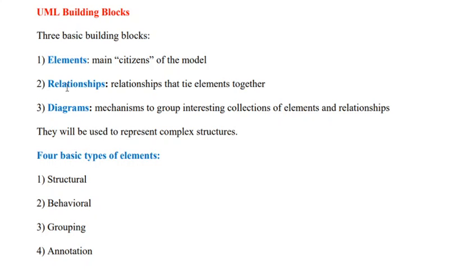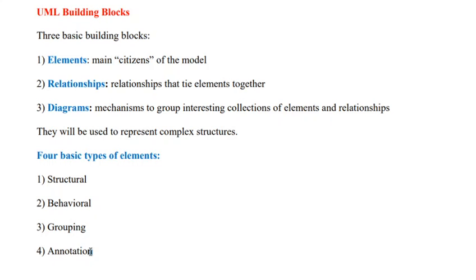These are elements, relationship, and diagram. Elements are the citizens of the model. Relationships tie the elements together, and diagrams are a mechanism for representing the elements and the relationships.